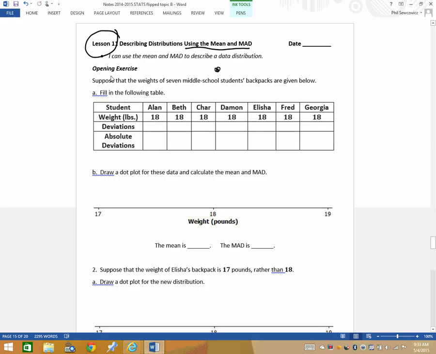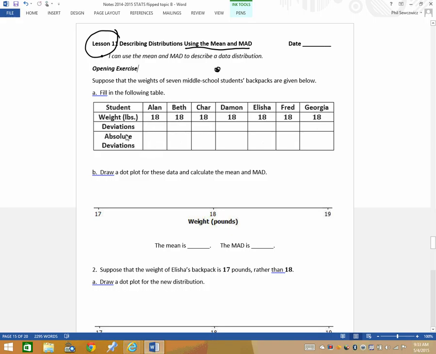So here we go. Suppose that the weights of 7 middle school students' backpacks are given below. There are our 7 lovely contestants, and if you notice the weight of their backpacks, they're all the same. They're all 18 pounds. So let's fill in our chart here.